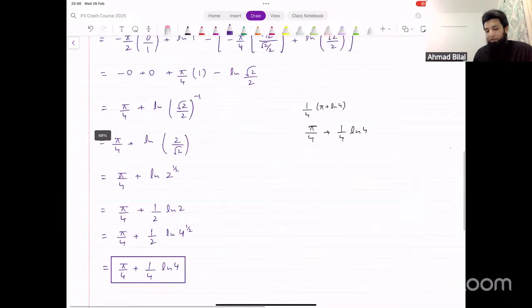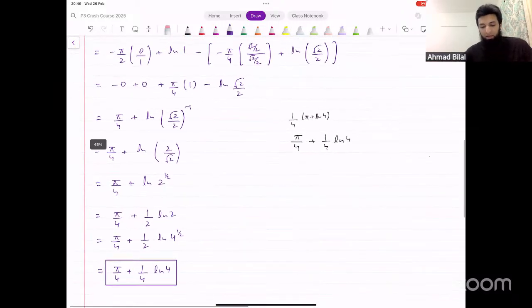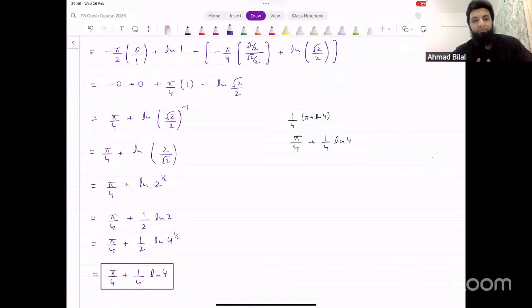And that's the integration. Is that okay? Any questions on this? Any problems, anyone?